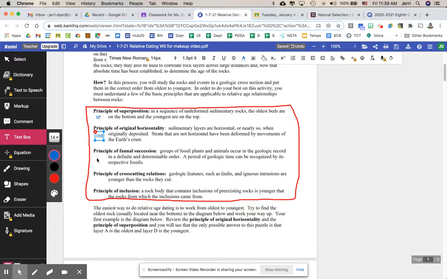For principle of faunal succession, which right now we don't use a whole lot, we'll talk about faunal succession more later next week, but that's probably not something you're going to see very much right now. But we would still use FS. And then principle of cross-cutting relations, we actually use kind of an incorrect abbreviation. We use CCR, even though both of the C's are in one word. And then for principle of inclusion, we use INCL, so for inclusion.